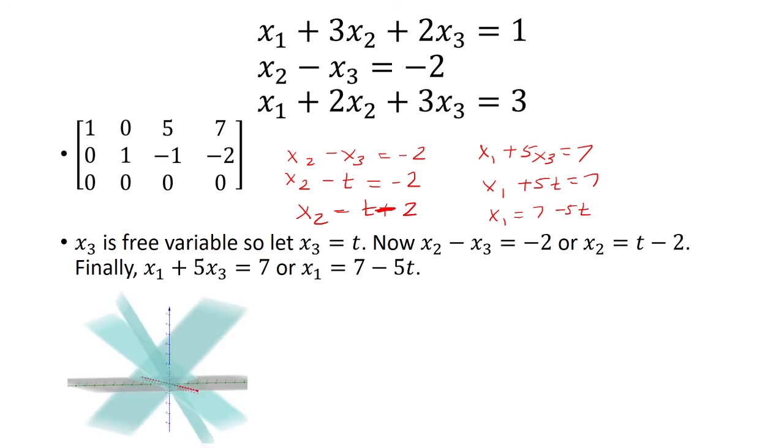And if you want to look at this graphically, the solution, the intersection, lies on a line. It's kind of hard to see, but it looks something like this. That's going to be the solution.